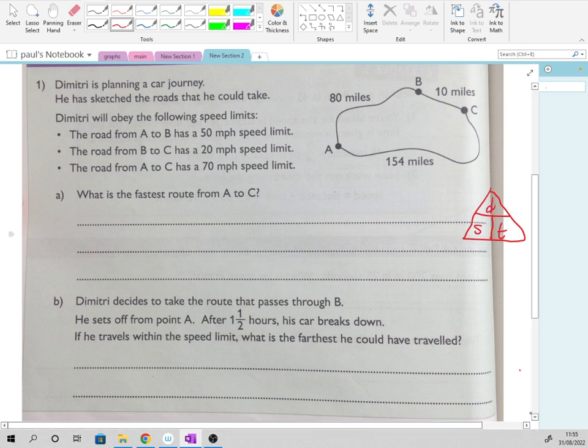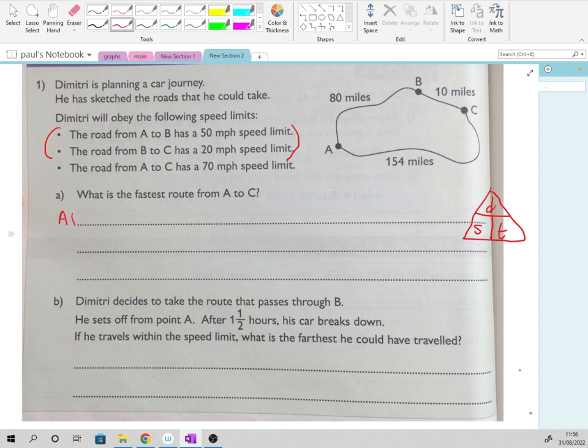Right, Dimitri is planning a car journey. He has sketched the roads he'd like to take. He will obey the following speed limits. A to B is this, B to C is this, and A to C is that. Which is the fastest route? So we've got to calculate these two together from A to B to C and see how long it takes to get there, and from A to C. Now these have got different speeds, so we're going to have to do the separate calculations and add together.